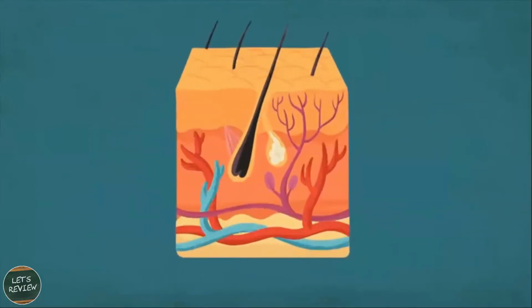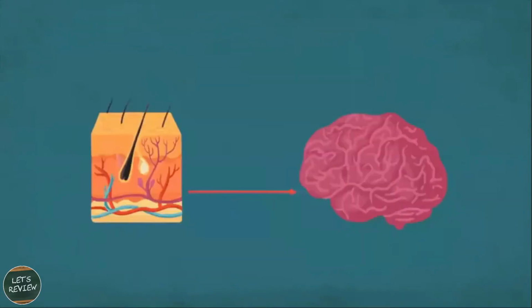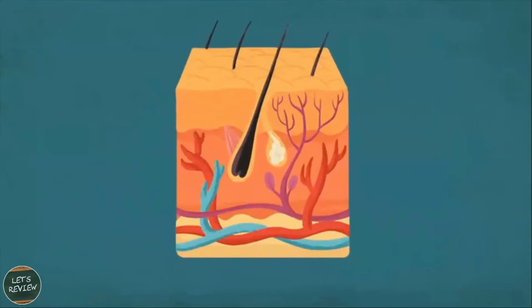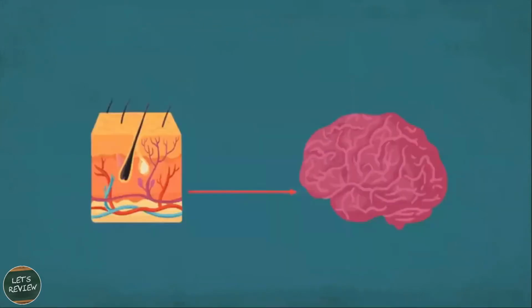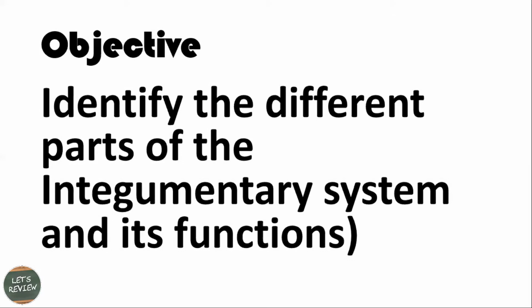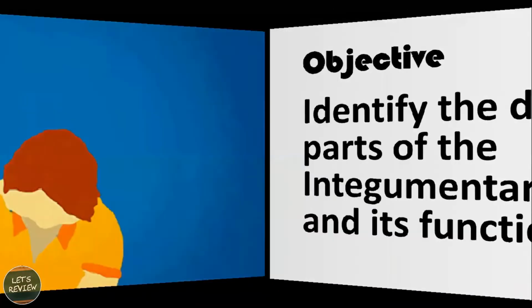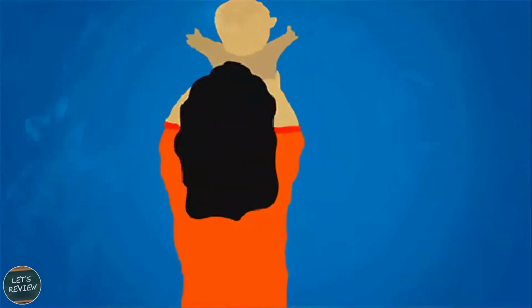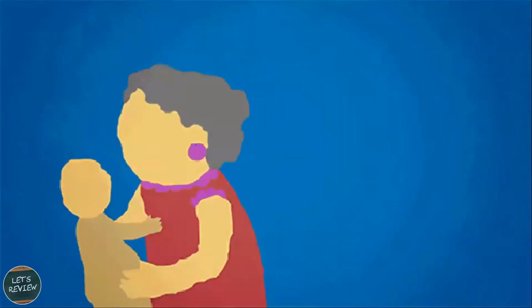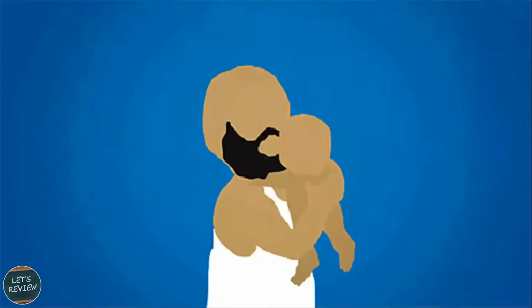So, therefore, we're done with the muscular system. Let's talk about the other system of the body. Based on the animation that you see there, it's the example of our skin and its layers and other parts of it. For our objective, we need to identify the different parts of the integumentary system and its function. All human beings, whatever the color of your skin, are covered by this organ.